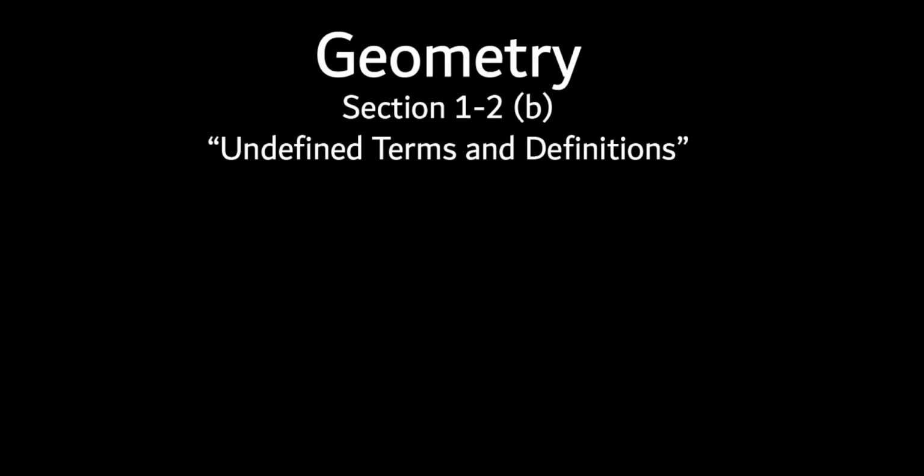So let's see, we ended up doing collinear points and concurrent lines, correct? Then we did that example with the two parallel lines and the line going down and all that kind of stuff. All right, so definitions.